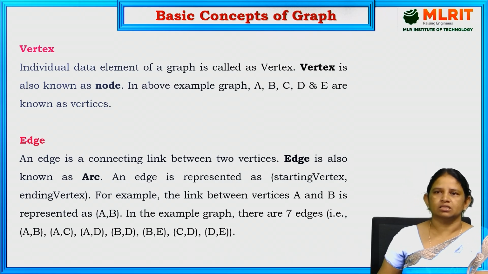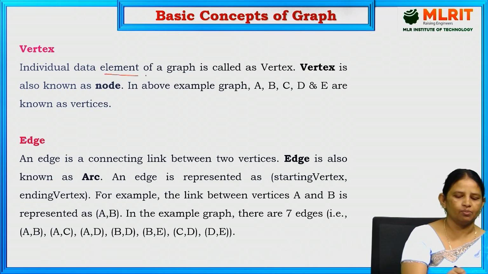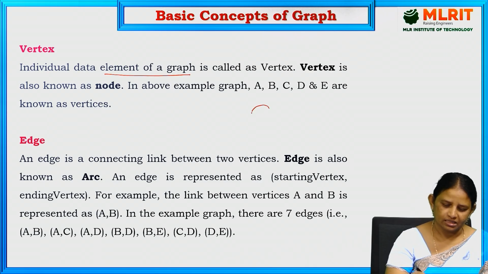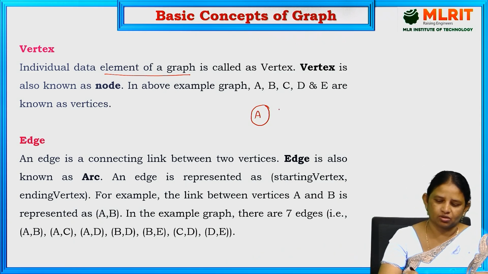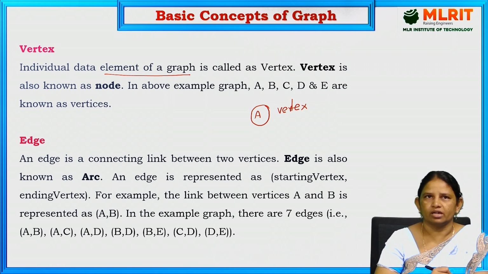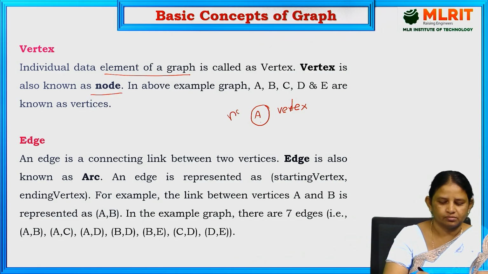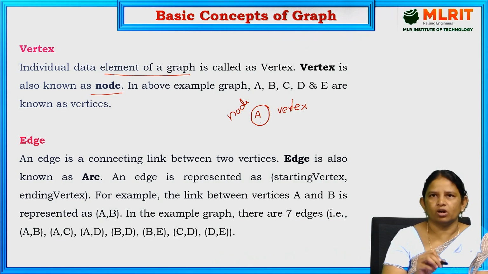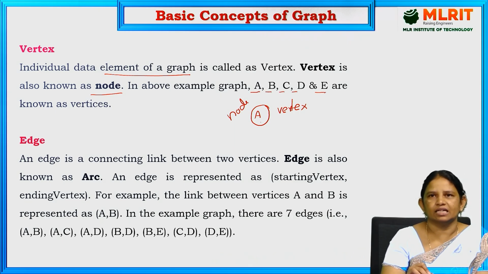Then coming to the simple definition of vertex. What is a vertex? An individual data element of a graph is called a vertex. This vertex is also called a node. In the previous example, A, B, C, D, E are the set of vertices.